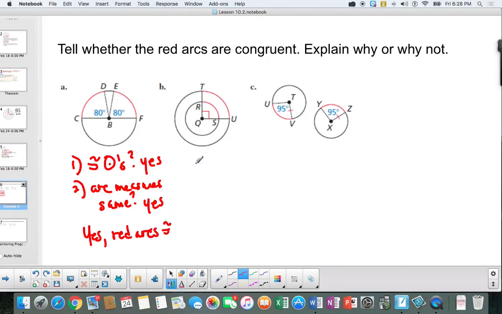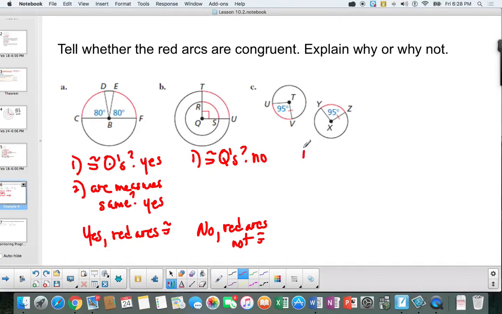Okay, let's go over here. Number 1, do we have congruent circles? The answer is no. So there's no way we can pass any other test. We're just going to say no, the red arcs are not congruent. And visually you can see this is smaller, this is larger.